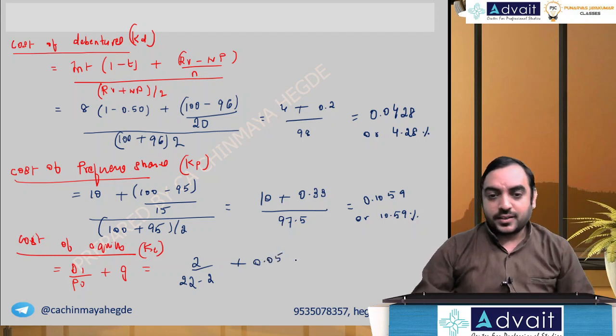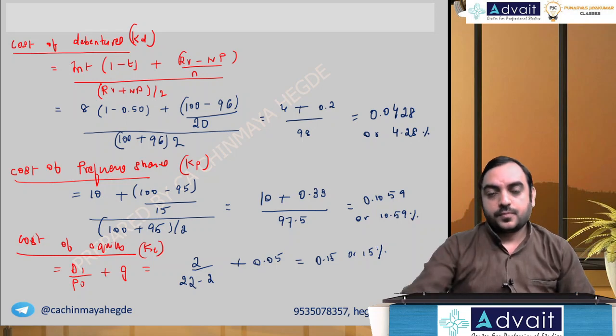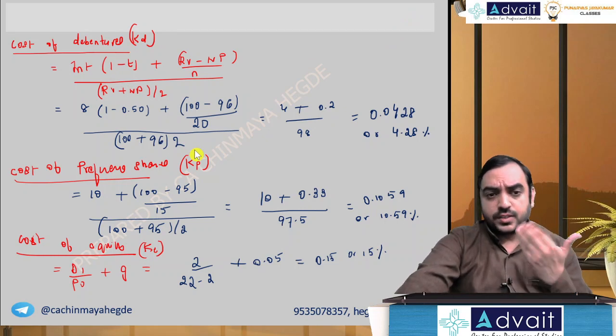Tax rate has no impact here. So 2 by 20 plus 0.05, I think you get 0.15 or 15%. Please confirm you're done till here, because now I'm going to do the overall calculation, that is in the next slide.